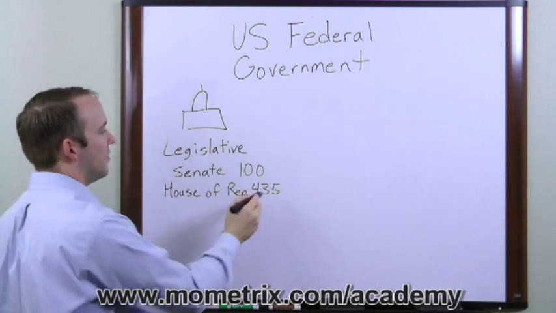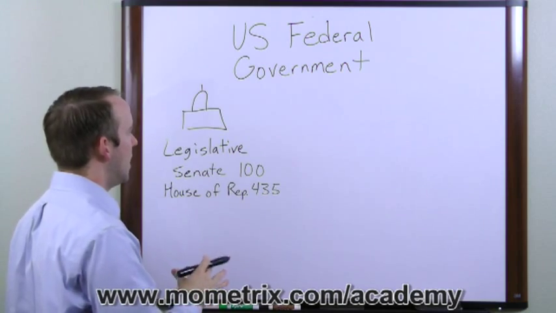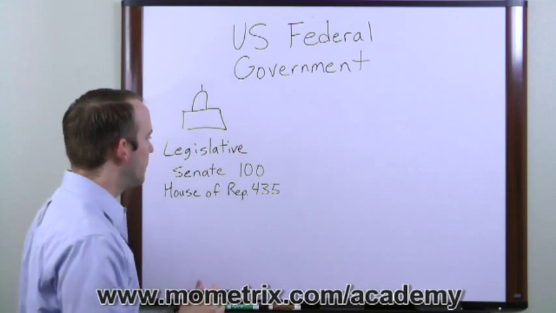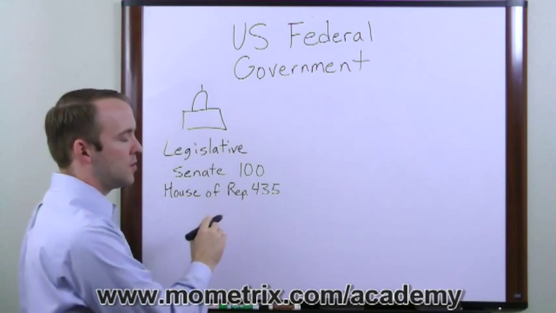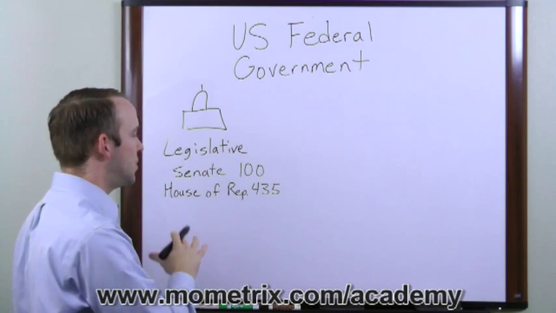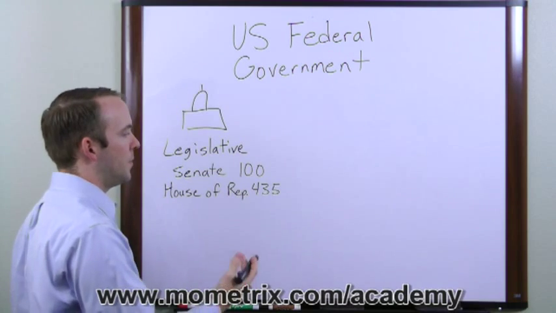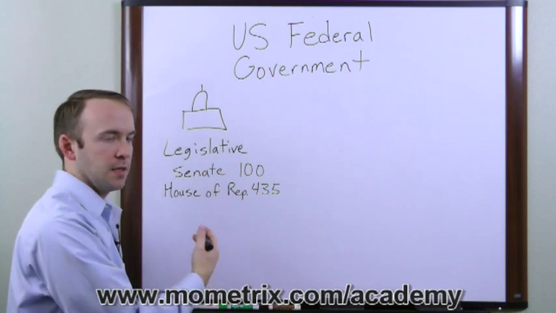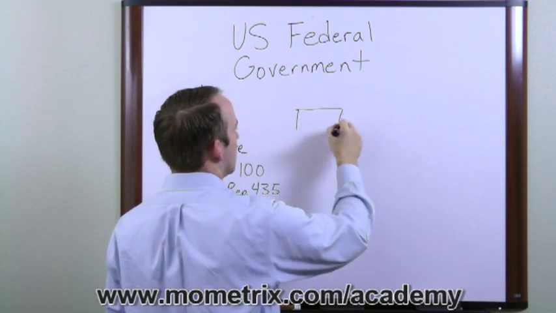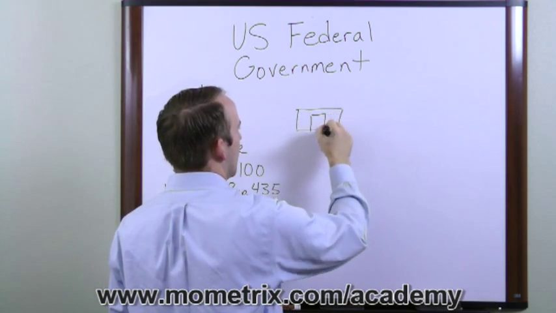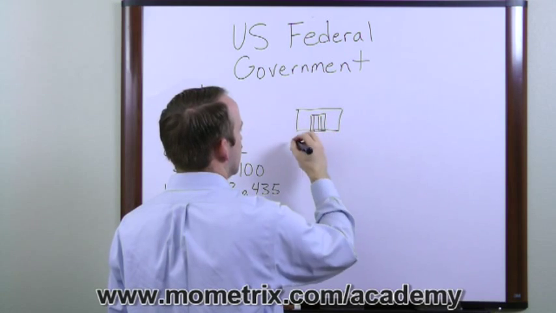So all told, there are 535 members of the legislative branch. And these are designated based on census numbers to each state. And so a state like California has a lot more representatives than a state like Delaware. The second branch is the White House, and it's the executive branch.